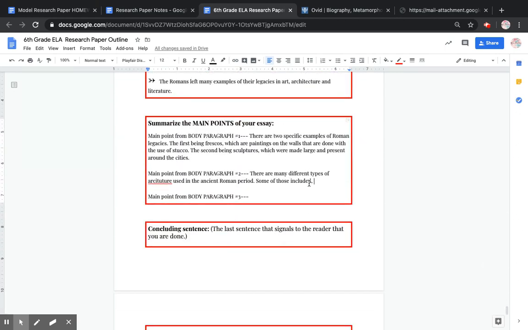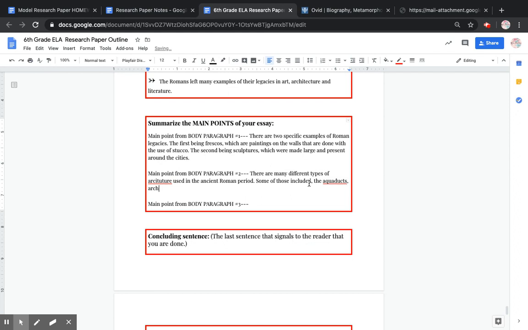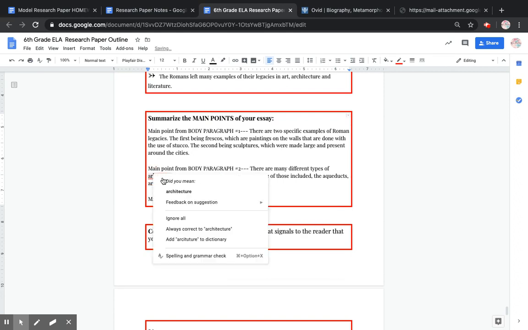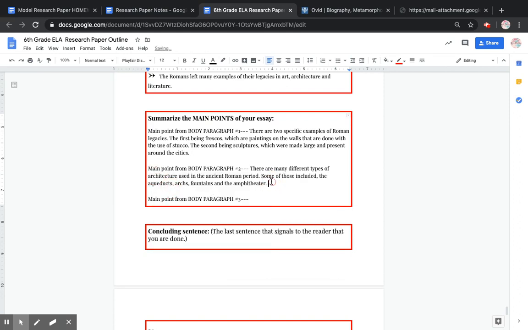Some of those included the aqueducts, arches, fountains, and the amphitheater. Now, it's okay if I spell them wrong. I just have to make sure that I change them to be correct before I put them into my final.